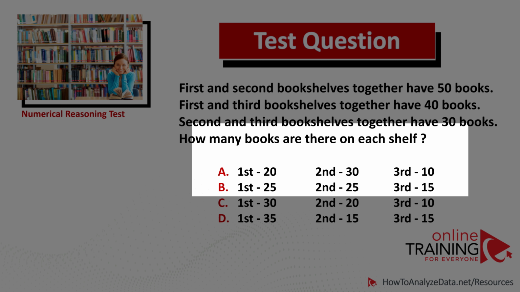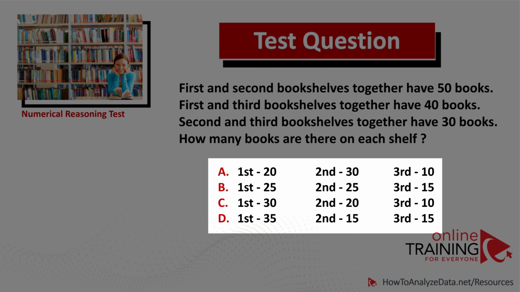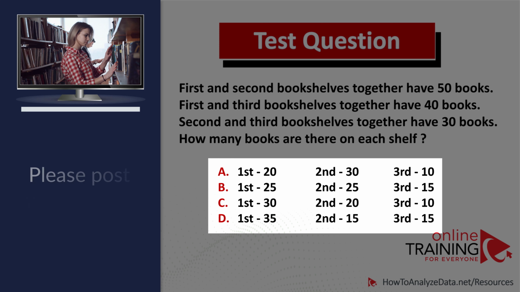Choice A, 20, 30, and 10 for the first, second, and third. Choice B, 25, 25, and 15. Choice C, 30, 20, and 10. And choice D, 35, 15, and 15.